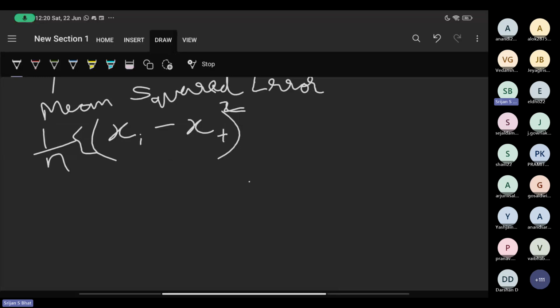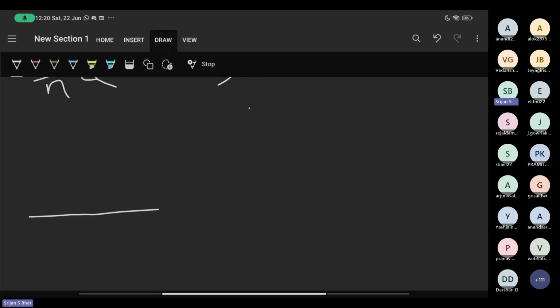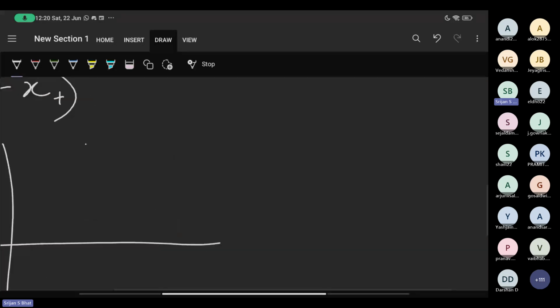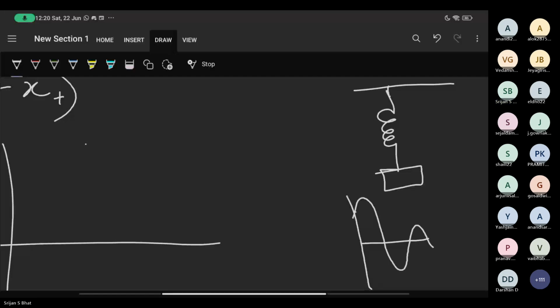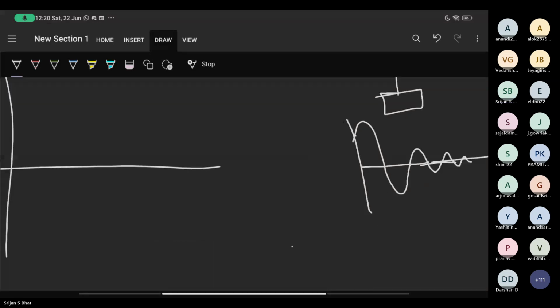But say you have done a physics experiment and you have obtained certain data points. I'll be talking about damped harmonic oscillators. So there is a spring and you have a mass hanging. In an ideal case, you know that it should be an oscillation which does not reduce. But in reality, it will be something like this. It will be damped.